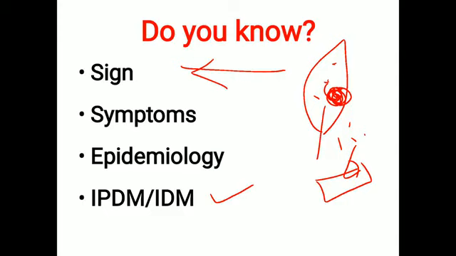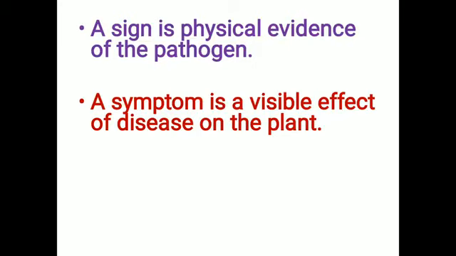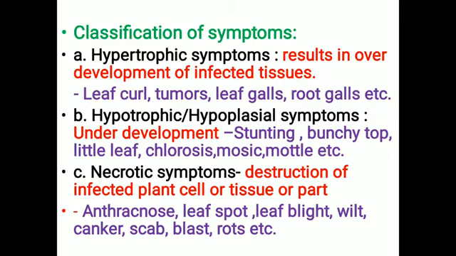So this is the basic concept. Before identifying the symptoms, you should know these basic concepts. Next one, as we discuss here, classifications of symptoms. In that, hypertrophic symptoms, hypotrophic or hypoplasial symptoms and necrotic symptoms are observed. So what is a hypertrophic symptom? As you know, hyper means excessive or over. So overdevelopment of infected tissue in the host is called a hypertrophic symptom.